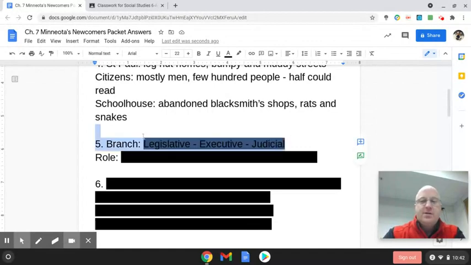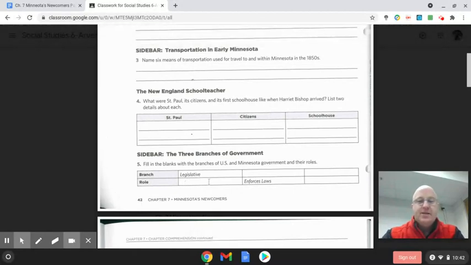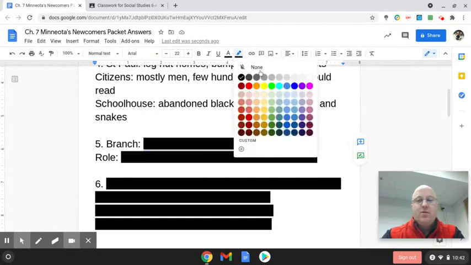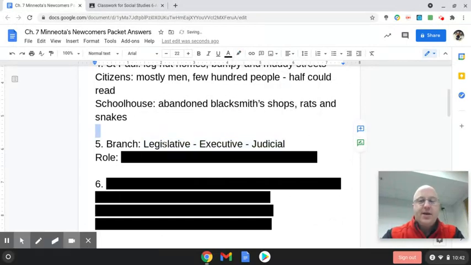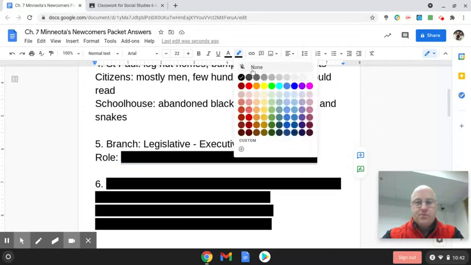So going across the chart here, you can see it goes the branch, legislative, and 2 blanks, and then the role, so their job, has a blank and then enforces laws and then another blank. So you had to fill in those missing spots. So the 3 branches in order, we have the legislative branch, the executive branch, and the judicial branch. Those 3 branches of government each have a different role.